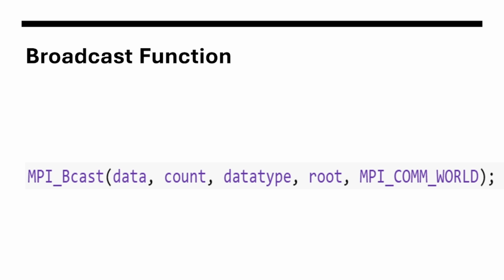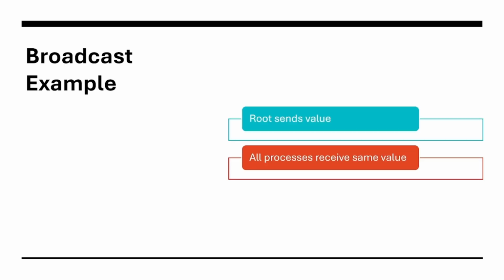And this is the syntax of the broadcast. Here the data is sent from the root process to all the processes in the communicator. For example, if process 0 sends the value 100, all other processes will receive the same value.